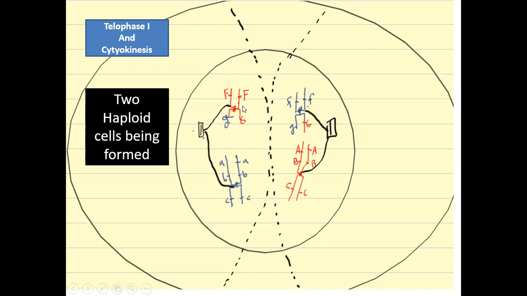Well, notice that this homologous pair has been separated from that homologous pair. This homologous pair has been separated from that homologous pair. These are just identical sister chromatids. We don't call these homologs. These are sister chromatids. The homologous pair has been separated, so they're always haploid after meiosis 1.